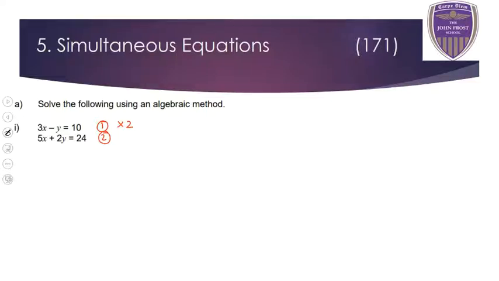But remember then, when you're timesing it by 2, every term in that equation needs to be multiplied by 2, so you'll end up getting a new equation. Okay, so you can't just write 3x minus 2y equals 10 because it won't work. So we're timesing everything by 2. Okay, so our new equation will be 6x minus 2y equals 20. Okay, and I'm just going to rewrite equation number 2 underneath now. Okay, so 5x plus 2y equals 24.